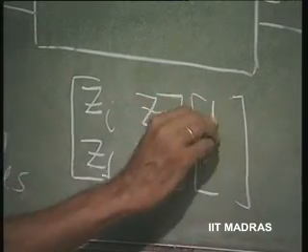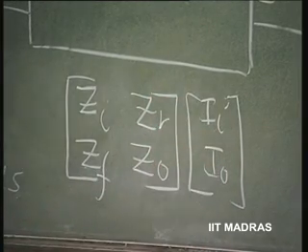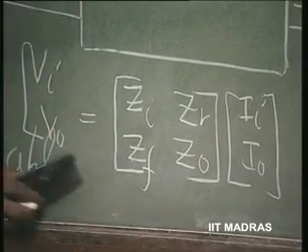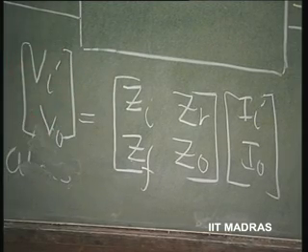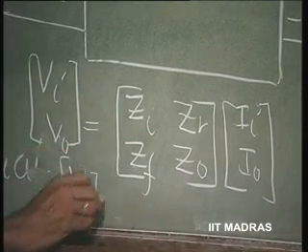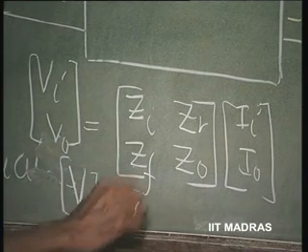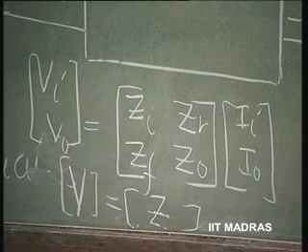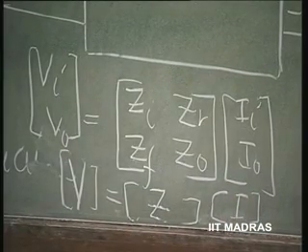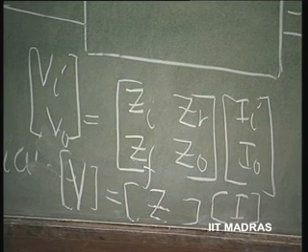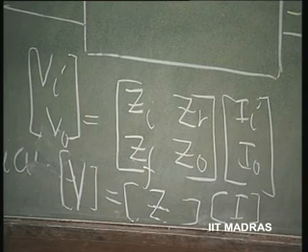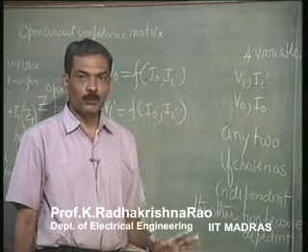And multiplied by I naught. This is equal to Vi V naught. Or this could be also written as V column matrix is nothing but Z, the impedance matrix, into I, again a column matrix. So this is the matrix representation of the parameters, without really going into anything regarding amplifiers. This is valid for any linear two-port network.